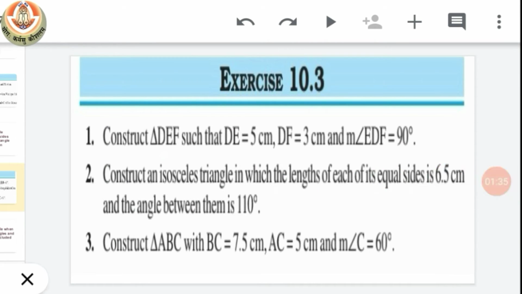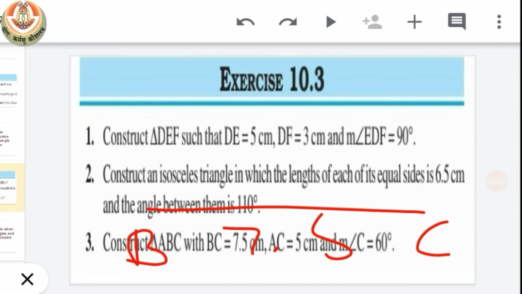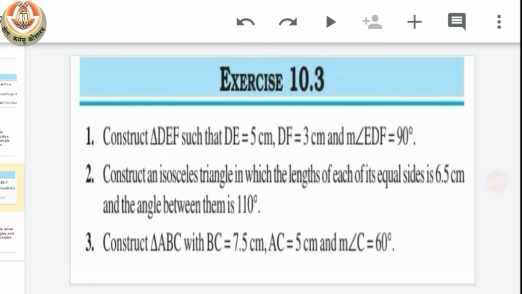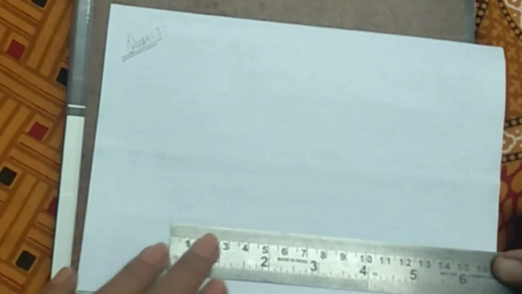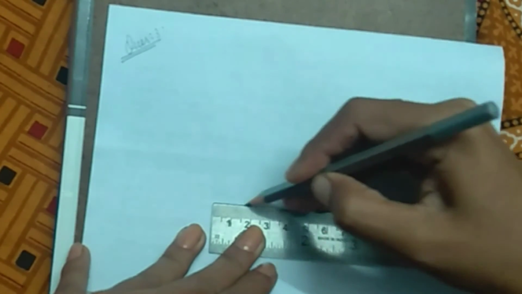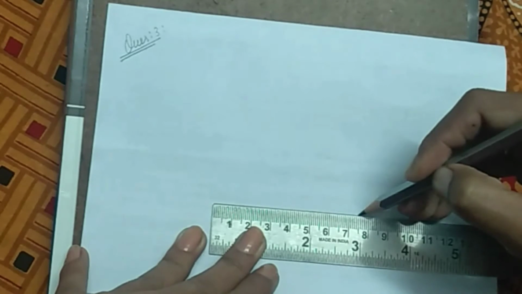In question number 3, we have to construct triangle ABC with BC equals to 7.5 centimeter, and side CA is given 5 centimeter, and the angle between these two sides is given as 60 degree. So let's see how we have to construct this triangle. Let's make a line BC of 7.5 centimeter. So this is our BC of 7.5 centimeter.